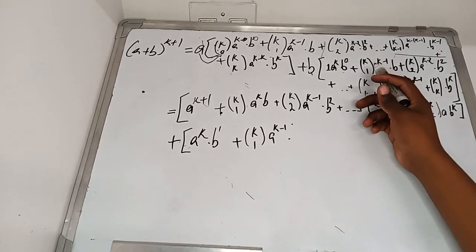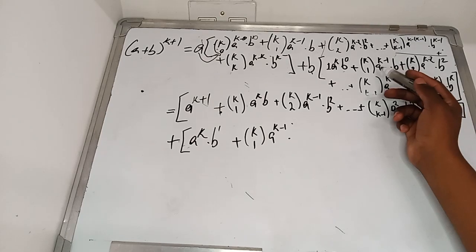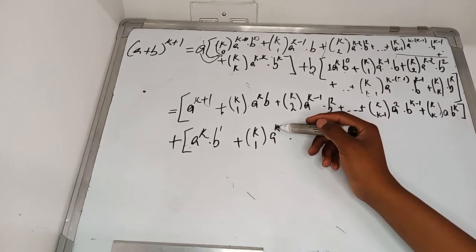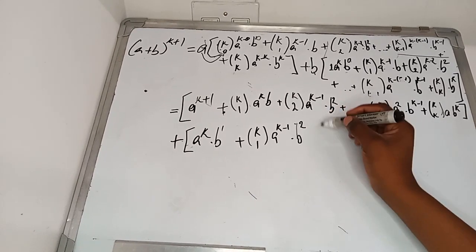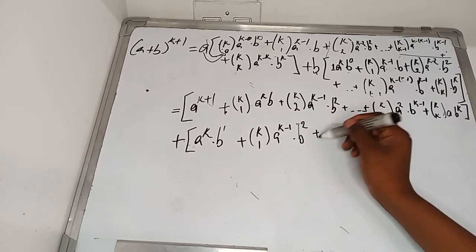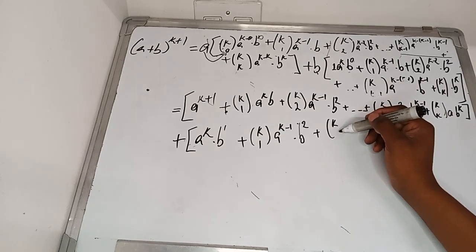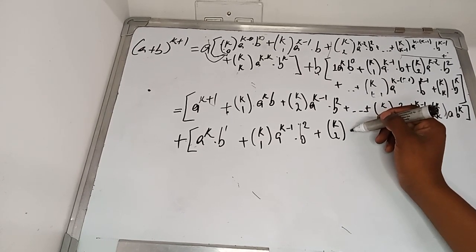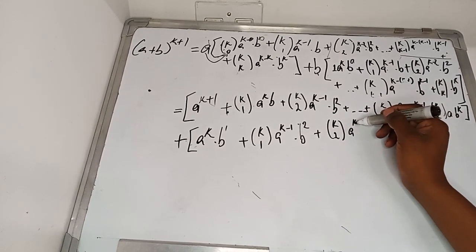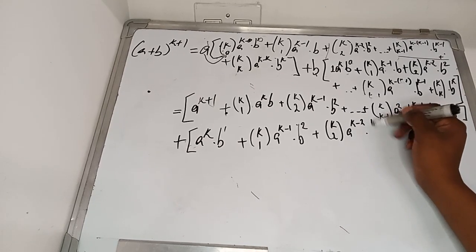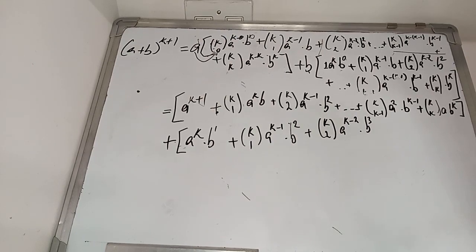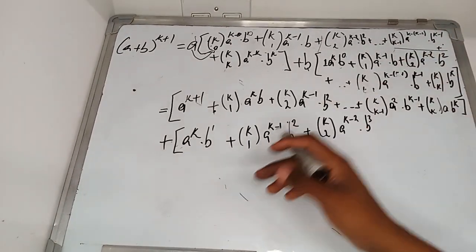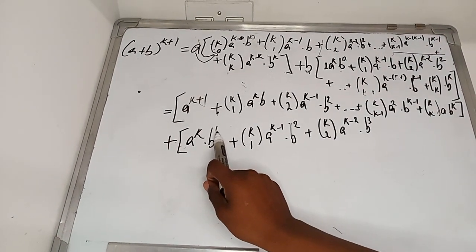Okay, now k choose 1, a to the k minus 1 times b squared, plus k choose 2, then it's going to be a to the k minus 2 times b cubed. So when you are doing something wrong here, you can simply notice that, because look at the pattern.